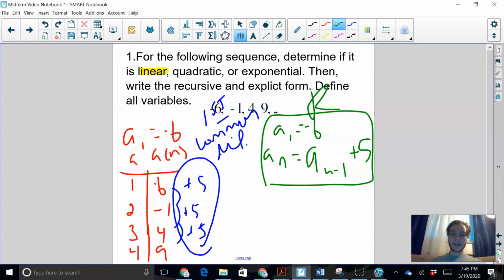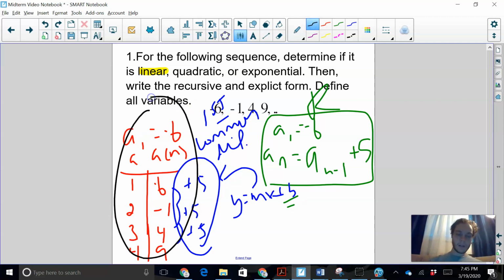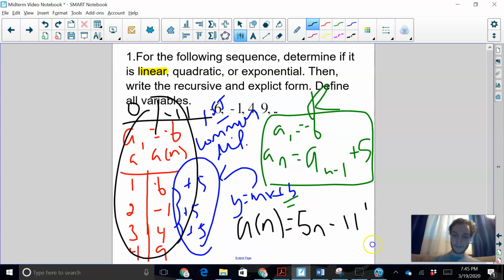Now, if I want to write the explicit form of this, that is what many of us know as slope-intercept form, which is y equals mx plus b, if you will. So I'll always write that down: y equals mx plus b. M is our slope, which happens to be our first difference. Now, to find our b, we need to go to the table we have over here and find out what the 0th term would be. To do that, all we have to do is subtract 5 from negative 6, which would be negative 11. And as a result, our a sub n would be equal to 5n minus 11.